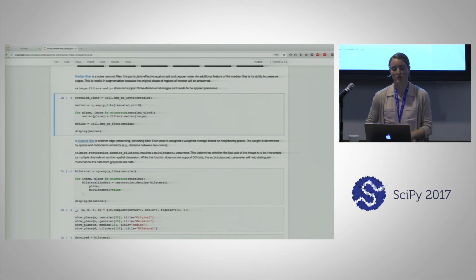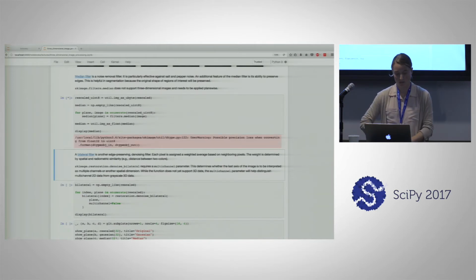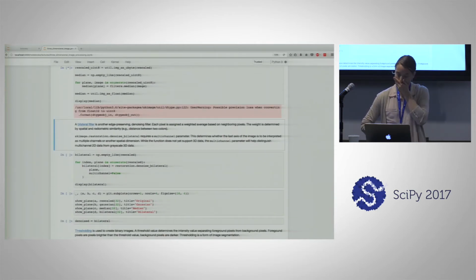One such filter is the median filter. It's really great at removing salt and pepper noise, and it can preserve the edges of the objects. It's not adapted to 3D images, so we will apply it plane-wise. Additionally, it expects your data to be UN8, and it's going to whine a little bit about the conversion from float to UN8, but we end up not losing so much data, as you'll see here.